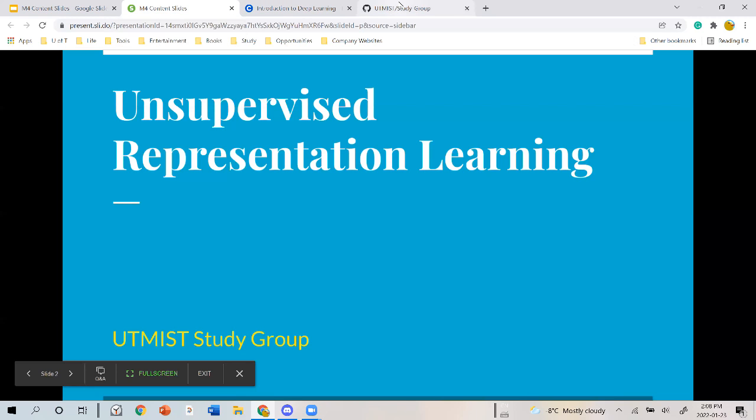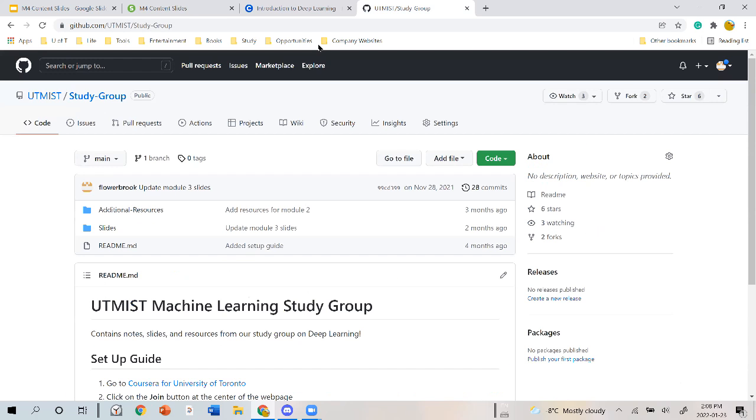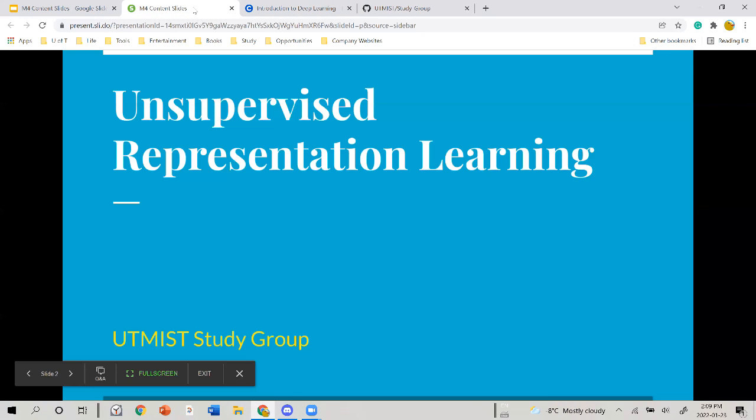There's also a GitHub repo, so it has resources and the slides. All this information you should be able to find in the different channels on our server. Feel free to let me know if you have any questions about how it works.